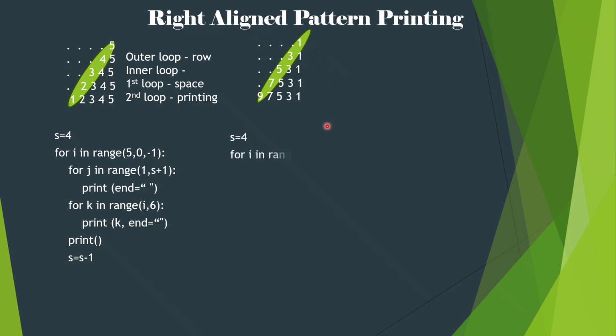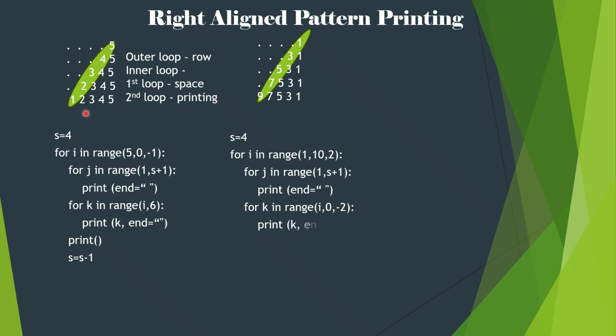s is 4 because of the space, then for i in range 1 to 10 with a step of 2. That means it is going from 1 to 10 in a gap of 2, so it will print the numbers up to 9. Now j in range 1 comma s plus 1. You can see the space is similar to the previous pattern, so that's why the loop is also the same, 1 to s plus 1. That means it will leave 4 spaces.